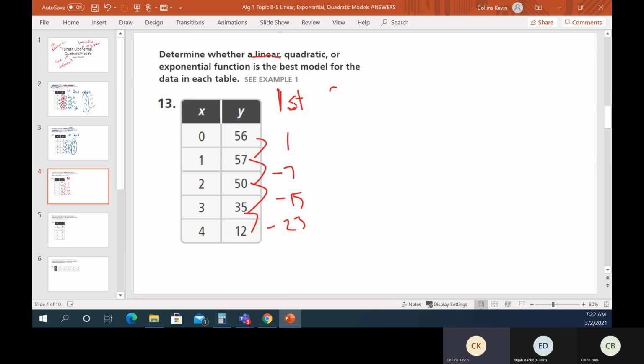So let's look at the second differences. It looks like we're going down by 8. If we subtract 8 from minus 7, we get minus 15. And if I subtract 8 from minus 15, I get minus 23. So our second differences are all the same. That means we have a quadratic. Okay? Questions so far?